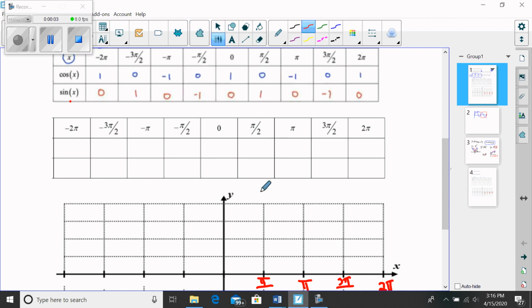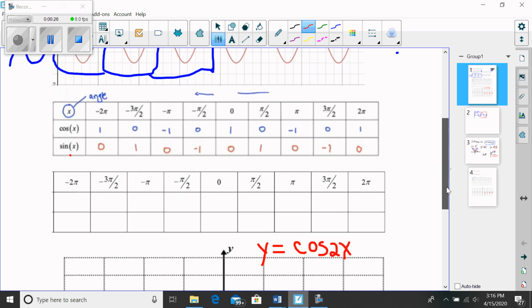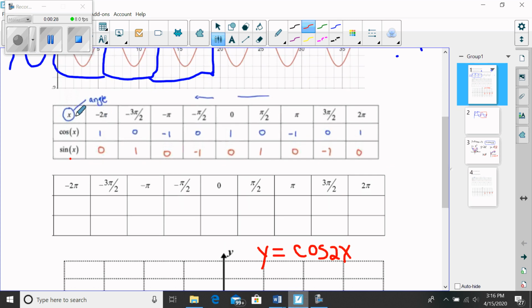In this segment, I am going to graph the function y equals cosine 2x. Okay, so we haven't looked at anything yet where I have some constant that I multiply by x. Remember, x is the angle, right? So what happens if I multiply the angle by 2? So I'm going to let this chart help me out.